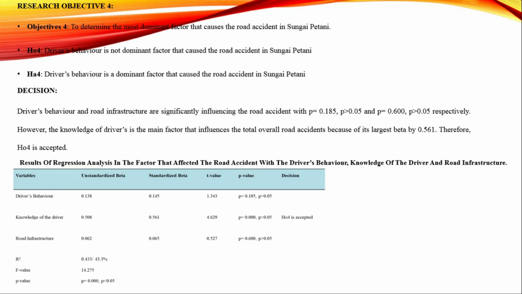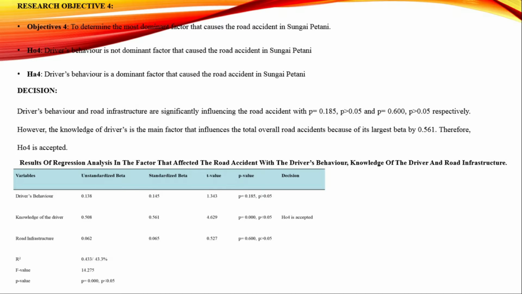Research objective 4, which is to determine the most dominant factor that causes the road accident in Sungai Petani. H null 4: Driver's behavior is not the dominant factor that caused the road accident in Sungai Petani. H alternate 4: Driver's behavior is the dominant factor that caused the road accident in Sungai Petani.